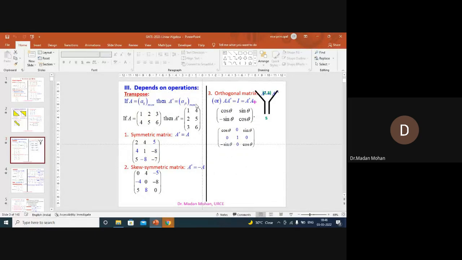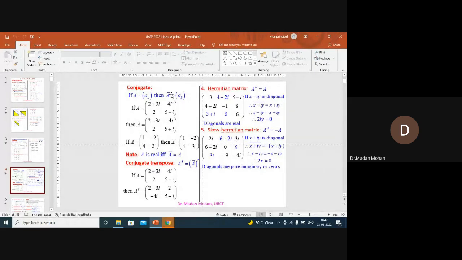Next one, depends on operations. Using operation A transpose: if A transpose equal A, then A is called symmetric. If A transpose equal minus A, it is called skew symmetric. If A transpose equal A inverse, we call orthogonal, or it is same as A into A transpose is I equal A transpose into A. Similarly, conjugate of a matrix. Replacing i with minus i, you will get conjugate of the matrix. If the entries of A are real numbers, then A bar equal A.